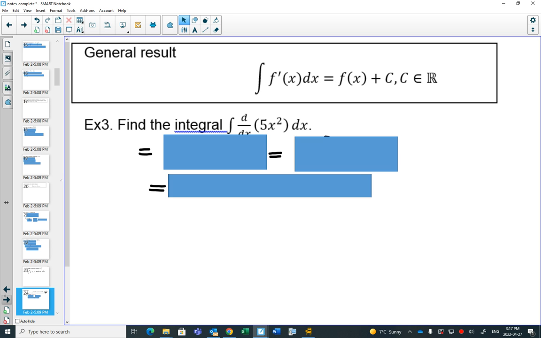Okay. Another general result is if you're finding the integral of a derivative, does it make sense that you would just get the original equation to begin with? Because they undo each other. But you would have to write a plus c.